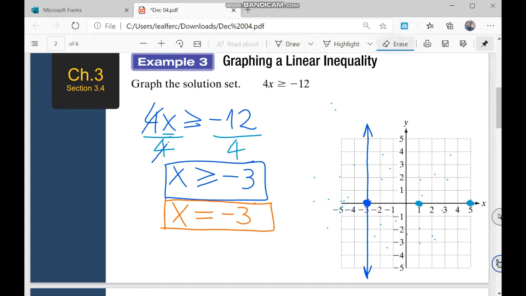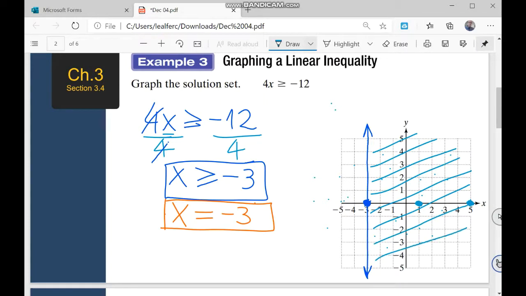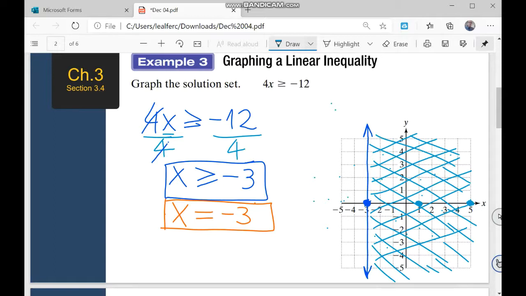And because of that, we will shade the right hand side, the area that's on the right hand side of the line. This is the result, this is the answer for that problem. That's it, done. We graphed the inequality for x greater or equal to negative 3. This is the result. Tell me if you have any question, any feedback.